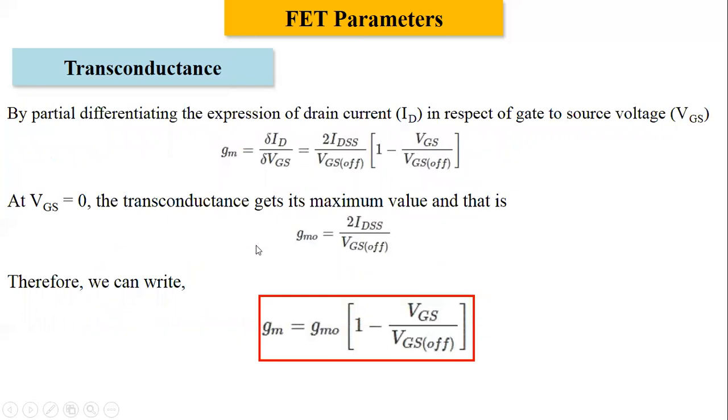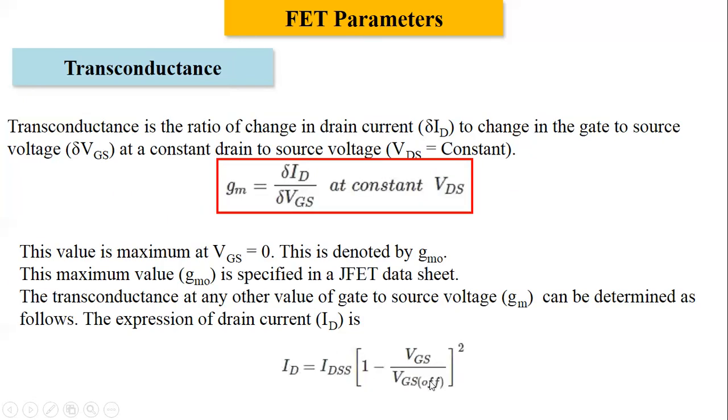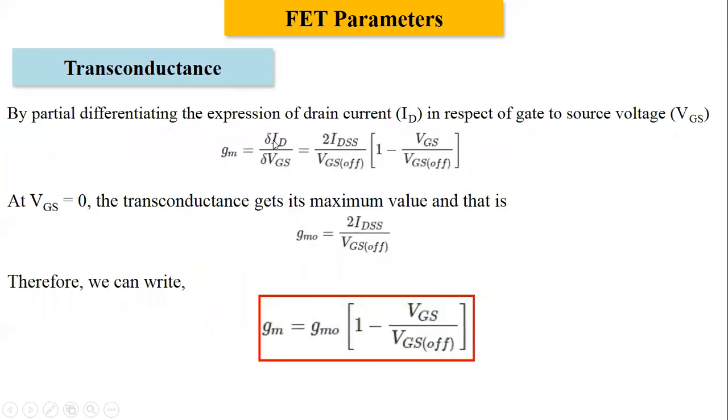If we formulate the transconductance in the form of GM, we get the equation GM equals GM0 into 1 minus VGS upon VGS off. How do we get it? We have the formula ID equals IDSS into 1 minus VGS upon VGS off, whole square. We take the derivative of ID with respect to VGS, that is del ID upon del VGS. After taking the derivative, we get GM0 equal to 2 IDSS upon VGS off, so GM is equal to GM0 into 1 minus VGS upon VGS off. This is the formulation for transconductance. For FET, transconductance is very important for speed of operation.